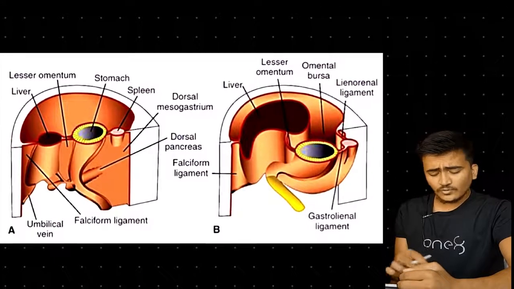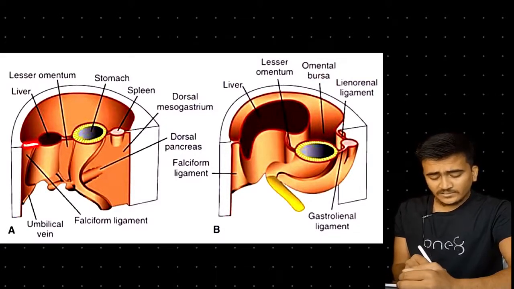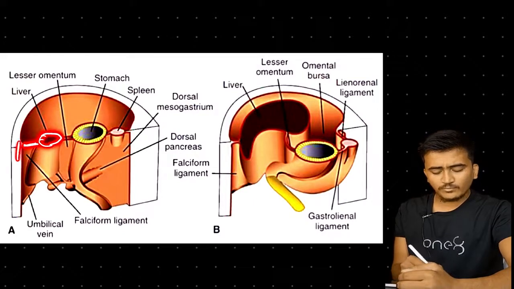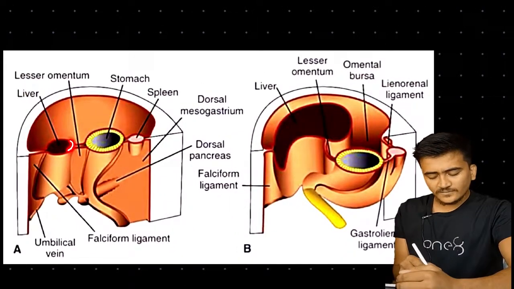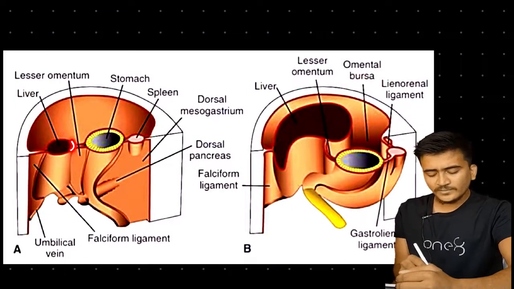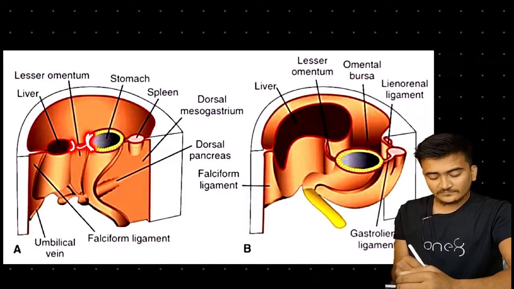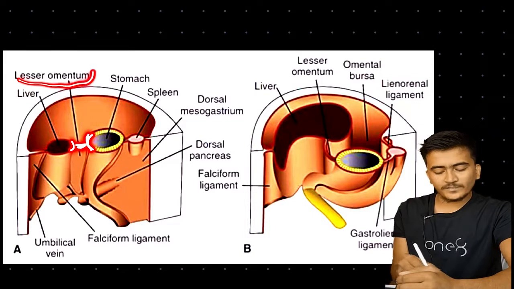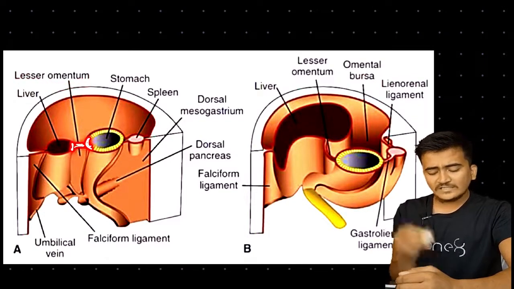If you remember the lecture on the layers of the anterior abdominal wall, we discussed a ligament that connects the liver to the anterior abdominal wall, and this ligament is called the falciform ligament. Now this liver, along with the hepatic portal region, is connected to the lesser curvature of the stomach with the help of the lesser omentum.